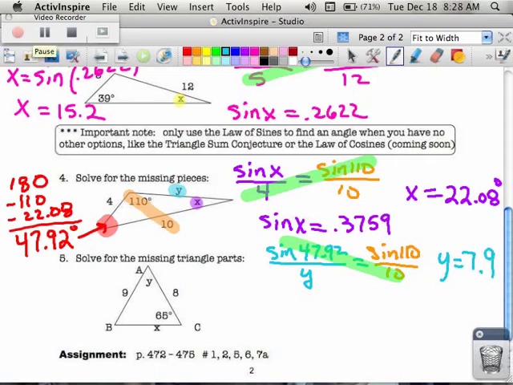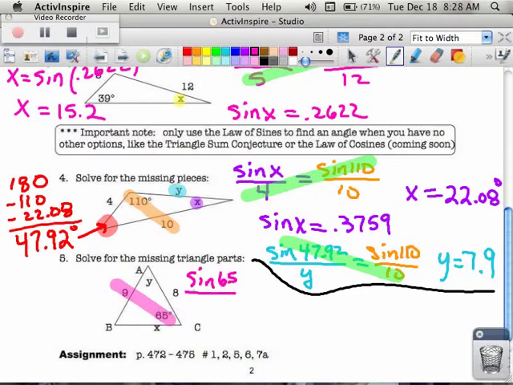Okay, this last one, which is very similar to number 4, I noticed that the two pieces that I know that are across from each other are the 9 and the 65-degree angle. So when I set up my proportions, I'm going to start off using those two pieces to begin with. So in other words, the sine of 65 over 9 equals, and the only other piece that I know for sure is the 8.